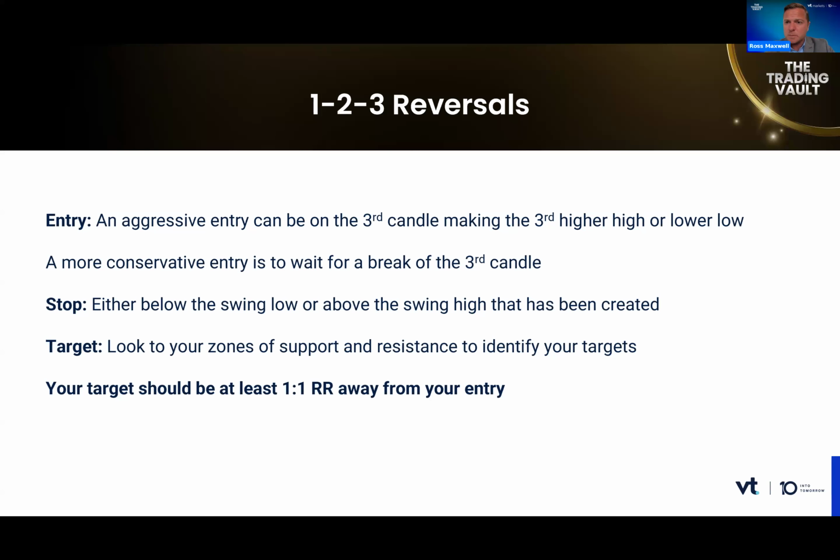And again, this just affects your risk to reward. It affects how aggressive you want to be on a trade. If you're going to be more aggressive, you're going to get better risk to reward, maybe, but you're also going to take a few more losses. Whereas with a conservative entry, you're going to get maybe a lower risk to reward, but maybe a higher win rate. For the target, you want to look to your zones of support and resistance to identify your targets, and your target should be at least 1-to-1 risk to reward away from your entry.